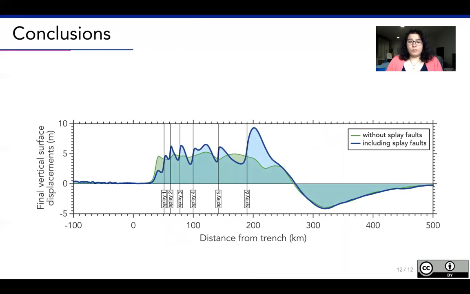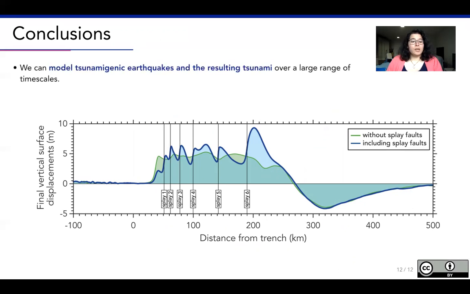So what have we now achieved in this project? Well, we can model tsunamigenic earthquakes and the resulting tsunami over a large range of timescales by using what we had before. We can now model geodynamics, to seismic cycles, to dynamic rupture, to actual tsunamis in 2D with our modeling framework. And we apply this modeling framework to tsunamigenic earthquakes and splay faults.